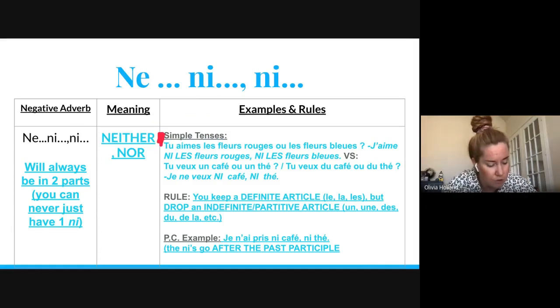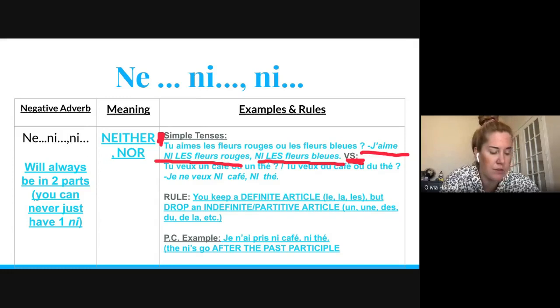So here I have two examples and it's separated by this versus thing. So the first one says, tu aimes les fleurs rouges ou les fleurs bleues? Do you like red flowers or blue flowers? And the answer to say I like neither red flowers nor blue flowers, look what happens. Je n'aime ni les fleurs rouges ni les fleurs bleues. So in general, the ne will still go before your verb, like je n'aime. But then the ni's will go after that, before each object, before each thing you're saying neither nor.